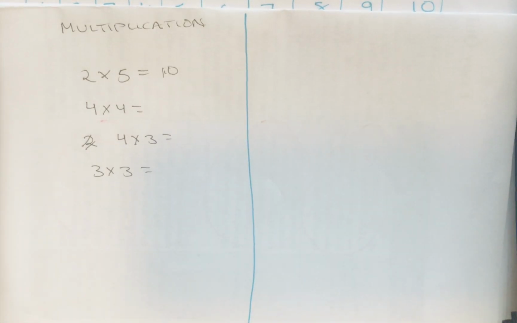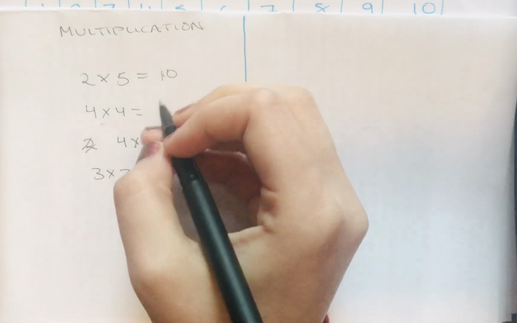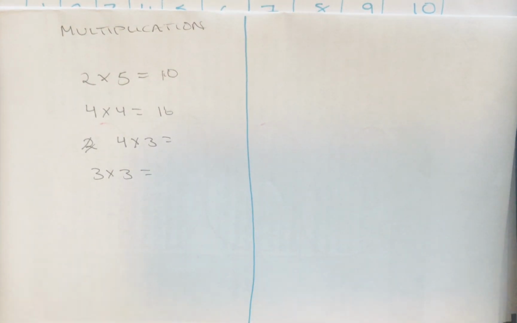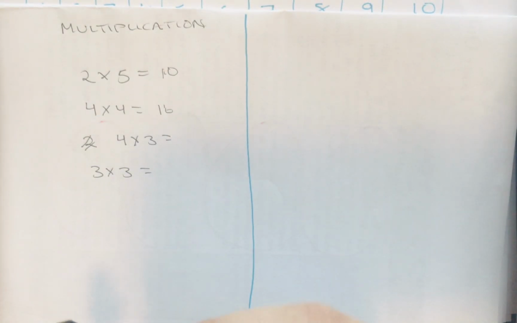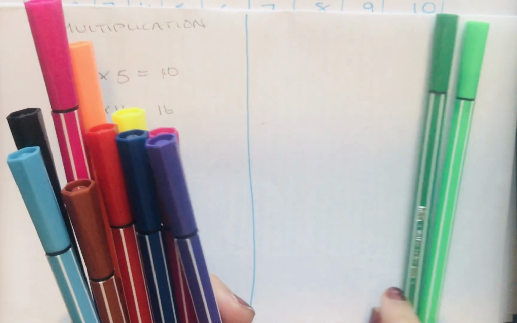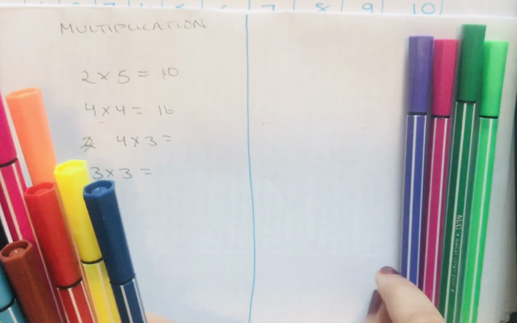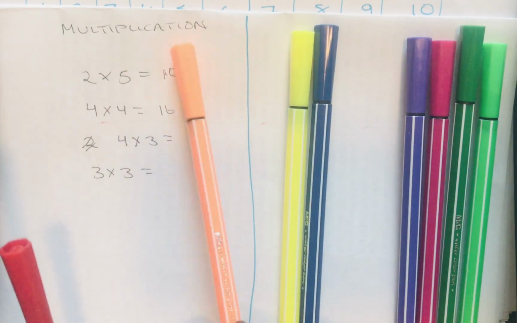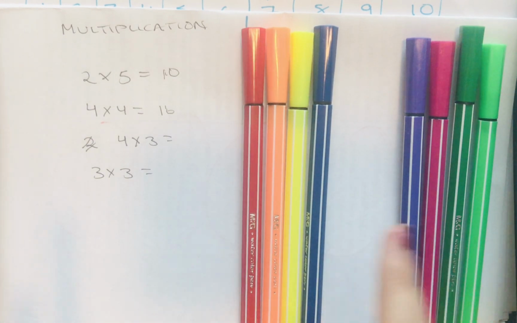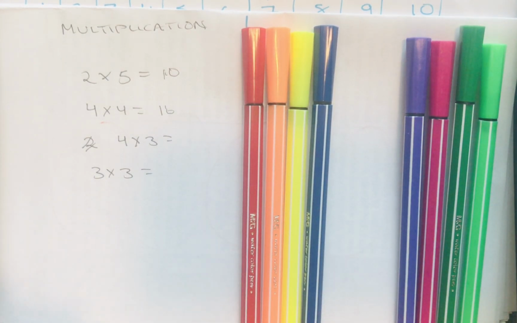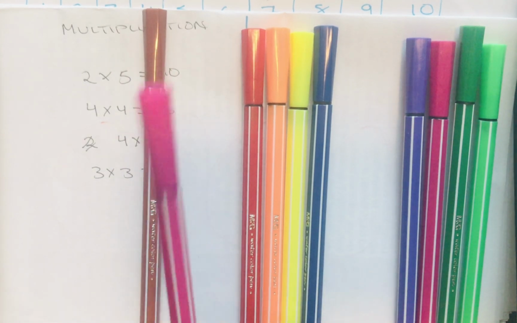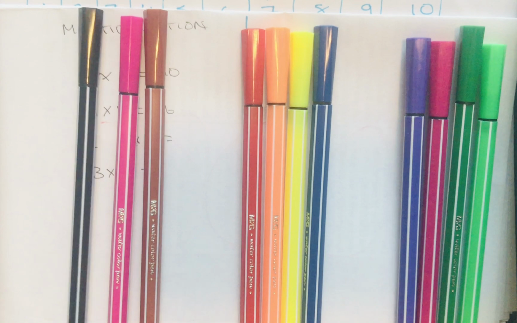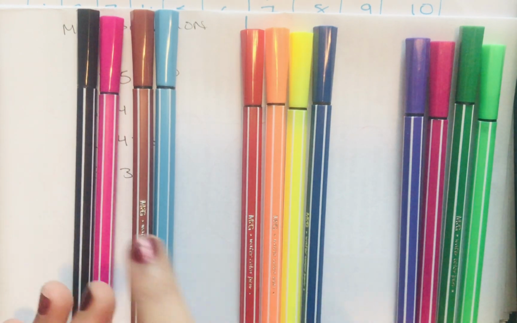Let's write it here as our answer. The next one we have is 4 times 3. So let's go back to our markers. When we're told 4 times 3, we know that it's 4 markers 3 times. So 1, 2, 3, and 4. But 3 times. So again, 1, 2, 3, 4. So once, twice, but we are being told 4 times 3, so one more time. 1, 2, 3, and 4.